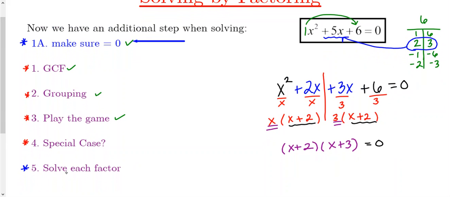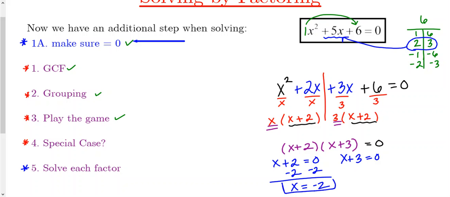Now that last step that we introduced, we're solving each factor. So take each parenthesis and set it equal to 0. So I have x plus 2 equals 0, and I have x plus 3 equals 0. And we solve for x. So subtract the 2, and here we get x to equal -2. There's one of my answers. Subtract the 3, and we get x to equal -3. And there's my second answer. So that's really it. That's the only difference when we are solving by factoring, is we just take that one extra step and solve each parenthesis.